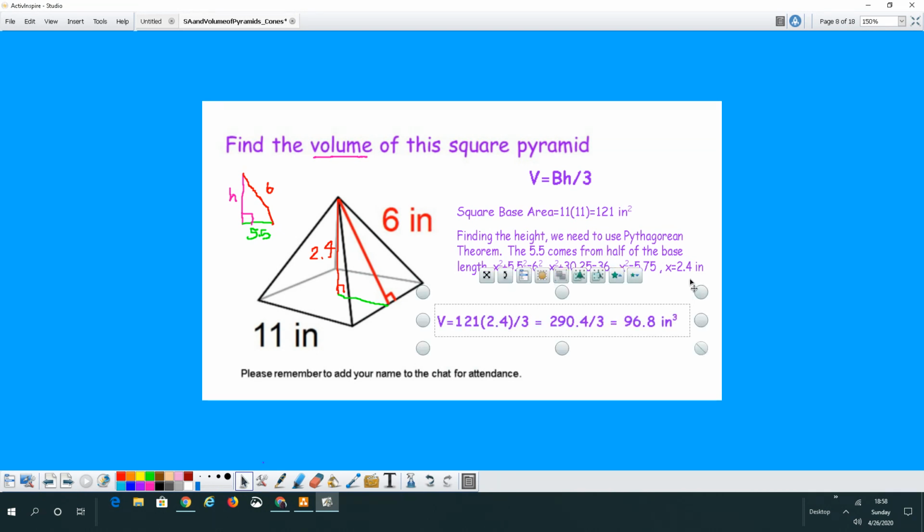It's really, really easy. And if you have a problem where they give you the height, it's a whole lot easier to do. But you may have to compute it. So the volume is 121 times 2.4, and then divided by 3. So you multiply these two numbers together and divide by 3. The answer is 96.8 inches cubed, because now we're filling it up. We're going 3-dimensional, and so we're doing cubic inches.